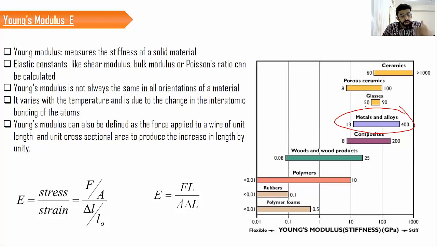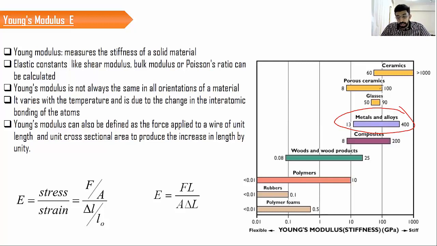Also, Young's modulus is going to change with respect to temperature, just because of the change in the interatomic bonding of the atoms. If you look at this graph, we can see the range of values of Young's modulus of various materials, not only the engineering materials, that means metals and alloys. That is the major area where we are going to limit our discussion. The value of Young's modulus varies from 13 to 400 gigapascals. That's not the case for wood, rubber, etc.